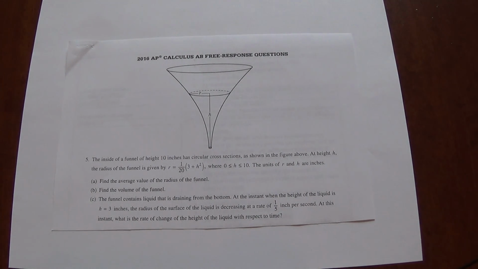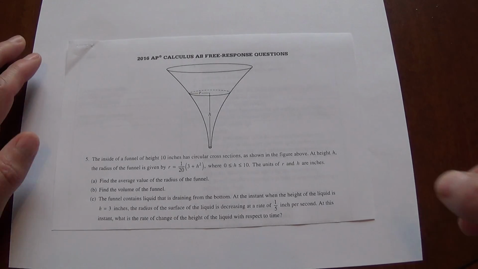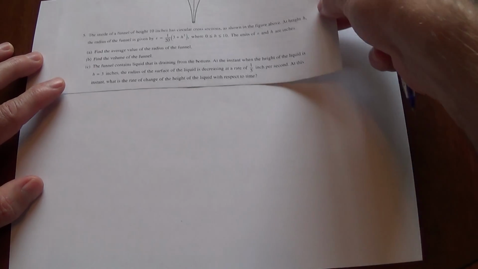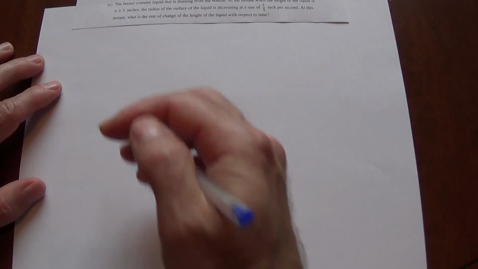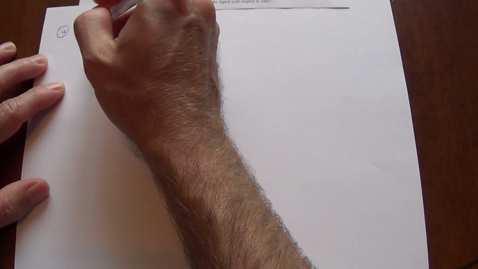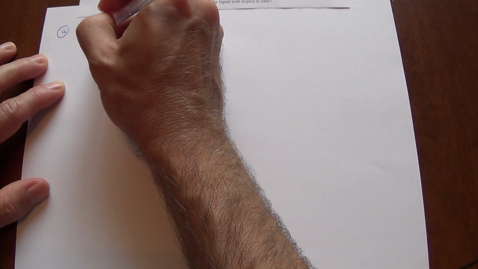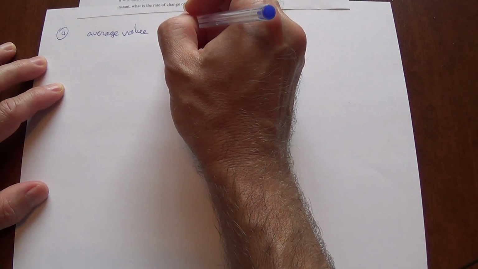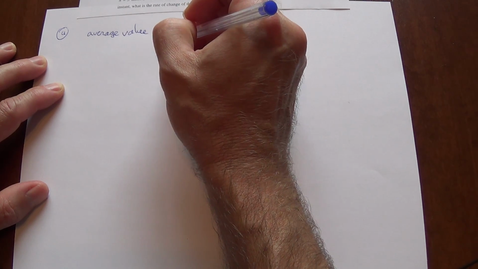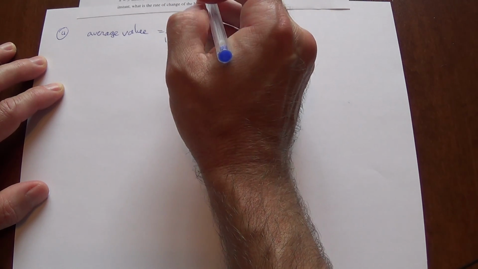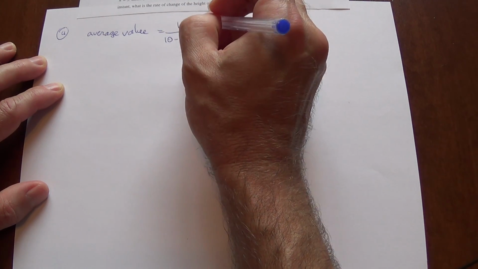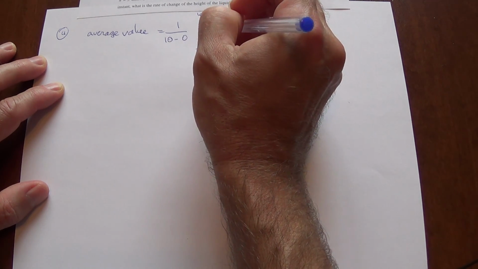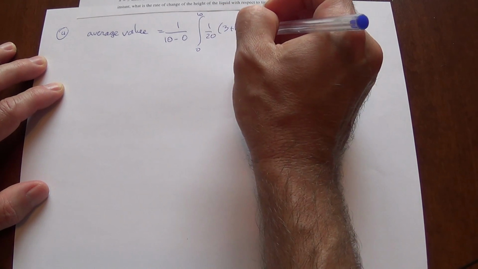So we have several questions here. The first one is to find the average value of the radius. To remind you, to find the average value of a function, there is a formula for that, which we're going to use here. In this case, the average value is going to be 1 divided by the interval on which we're trying to find it. It's the interval from 0 to 10. So 1 over 10 minus 0 times the integral from 0 to 10 of the radius function, which was 1/20th times 3 plus h squared dh.